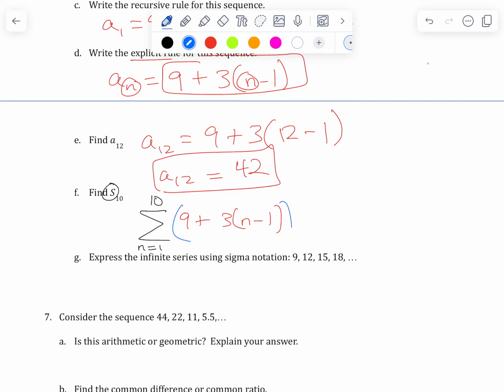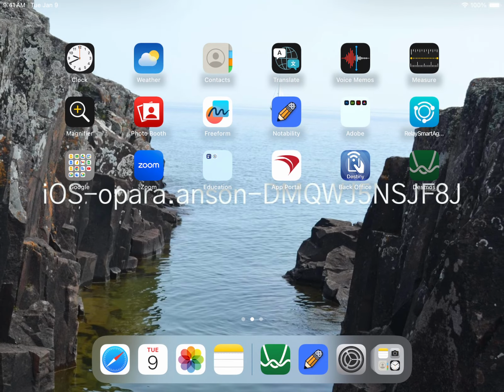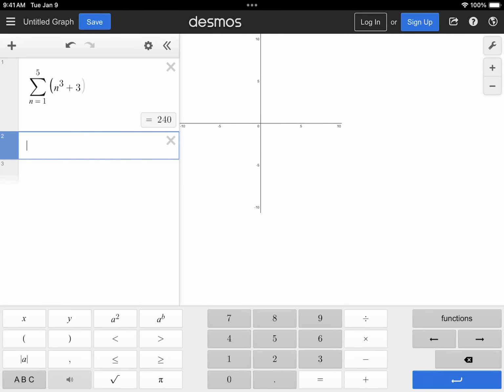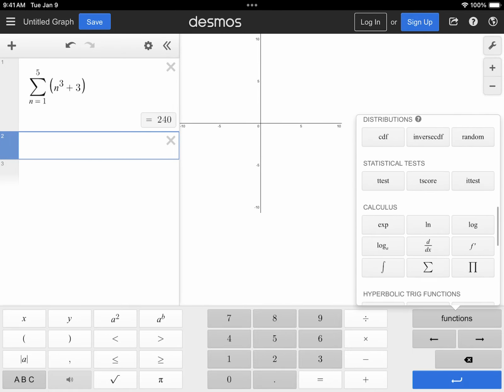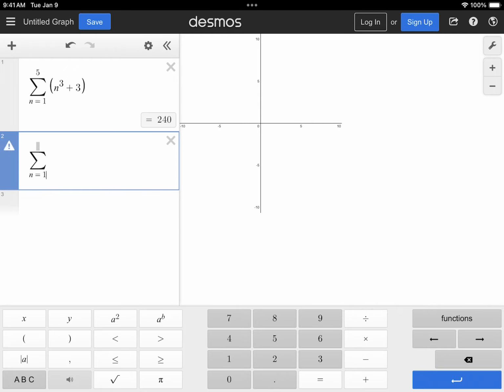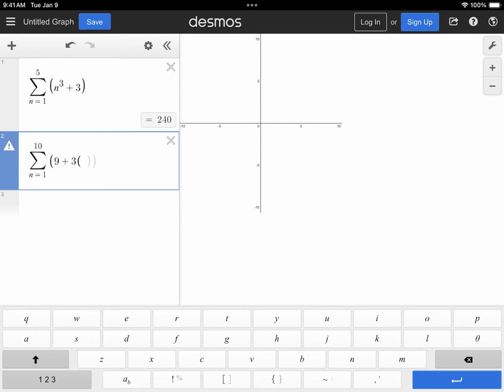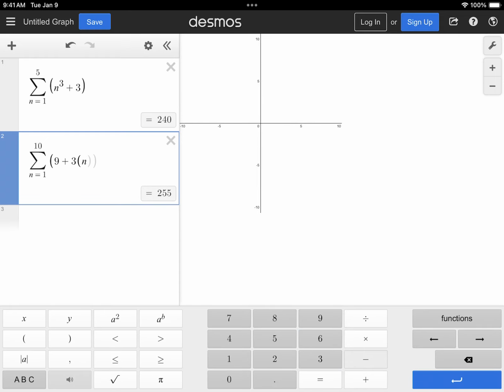And then if I want to figure out this answer, I'm just going to stick it in Desmos. So here I go to Desmos. I got summation, which I can find here. There it is. n equals 1 all the way to 10, and parentheses 9 plus 3, parentheses n minus 1. I get 225.